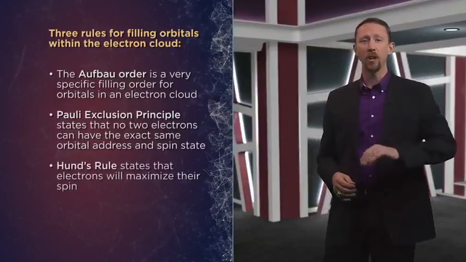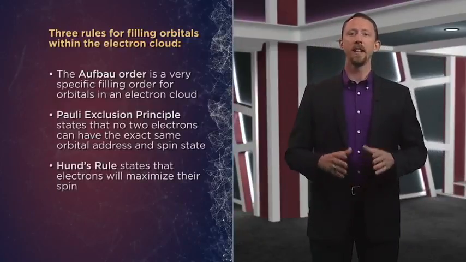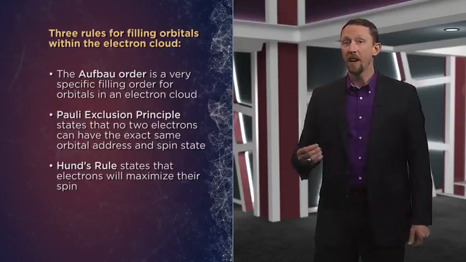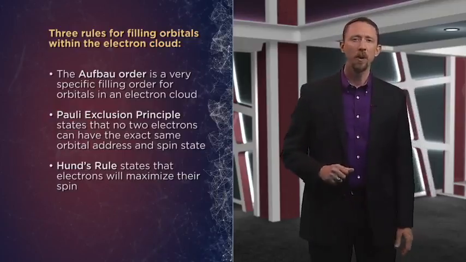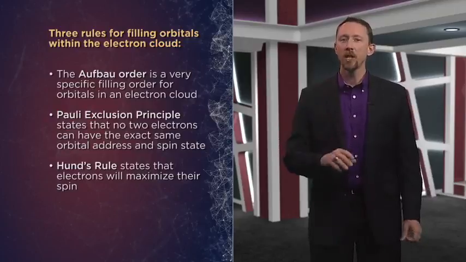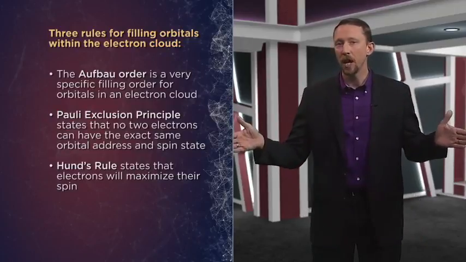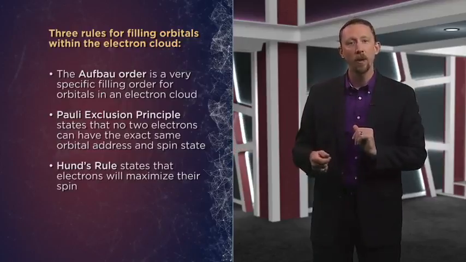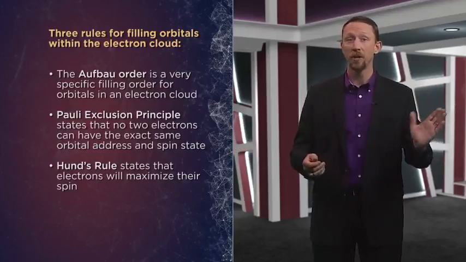Now finally, we have Hund's rule. Hund's rule states that electrons will maximize their spin. And when keeping in line with the Aufbau order and Pauli exclusion principle, what this means is that electrons will spread out within a given subshell, placing one electron with similar spin into each degenerate orbital before any electron in that subshell is paired up. Just remember that electrons like their space, and given the option to have an orbital of the same energy all to themselves, they're going to take that orbital.